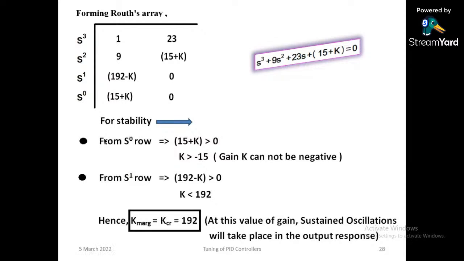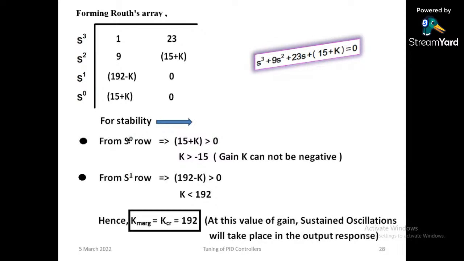Okay. Now for stability, what did Routh-Hurwitz say? The necessary and sufficient condition for a system to be stable is that there must not be any sign change in the first column of the Routh array. Right? If sign changes occur, then definitely the system will be unstable, and the number of sign changes equals the number of poles present in the right half of the S plane. That's why the system is unstable.